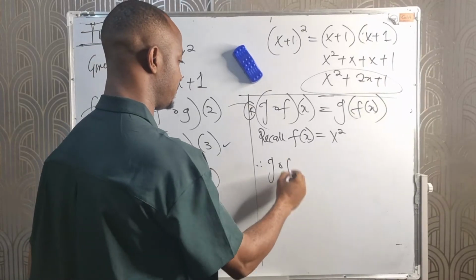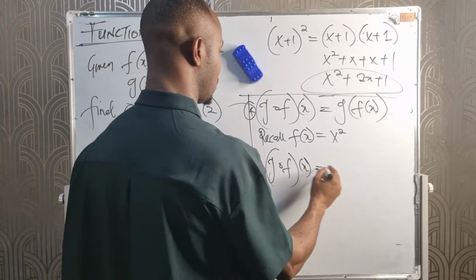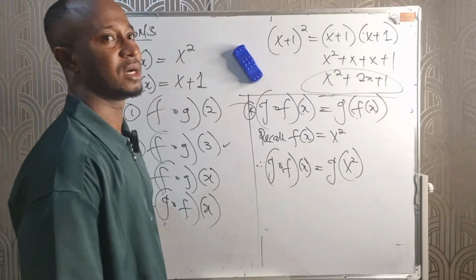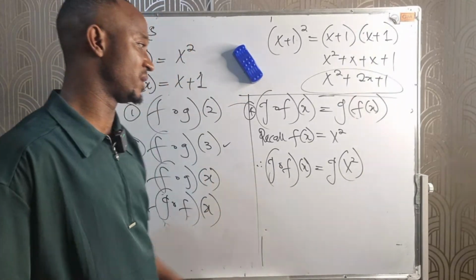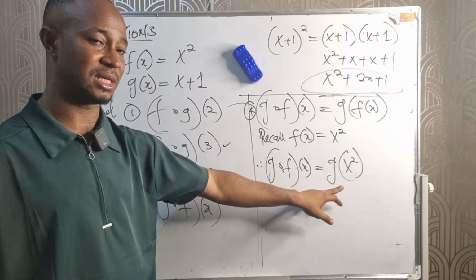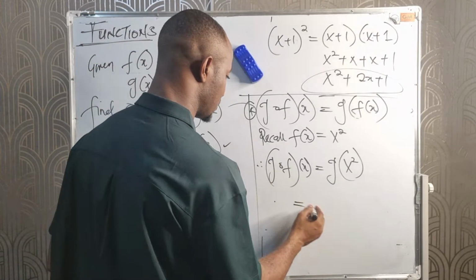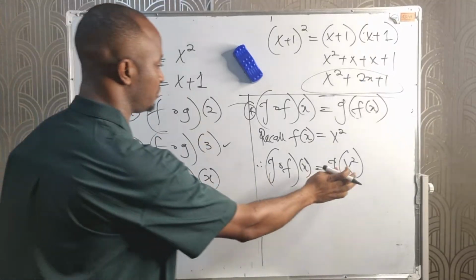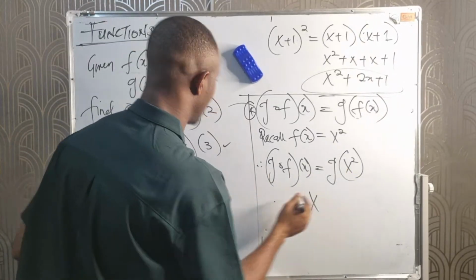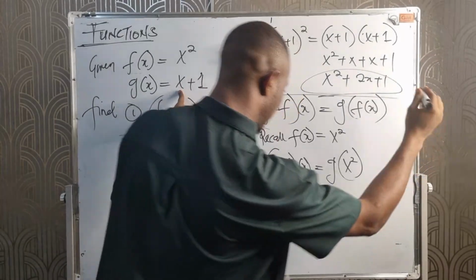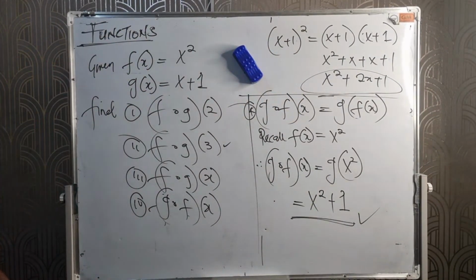Therefore, here becomes gof x equals g of our f of x, which is x squared. Now, what we do next is to find g of x squared by using our g of x, right? I will use g of x to evaluate this. Is that clear? Therefore, in my g of x, anywhere I see x, I'll put x squared. My x is x squared, right? So let's go. X squared plus 1. Final answer. X squared plus 1. So we are done with this.